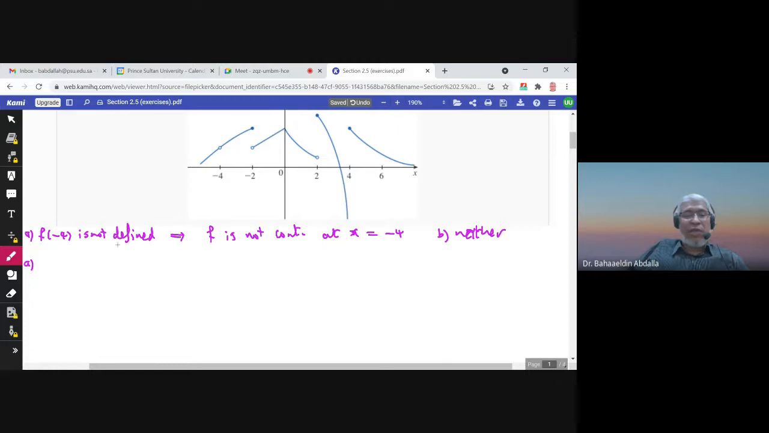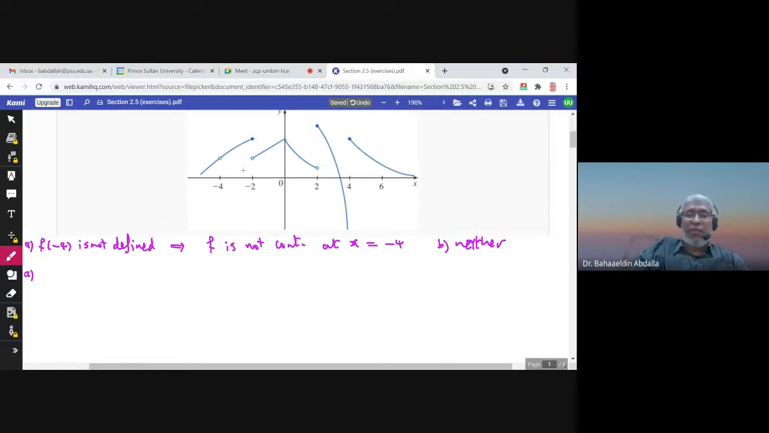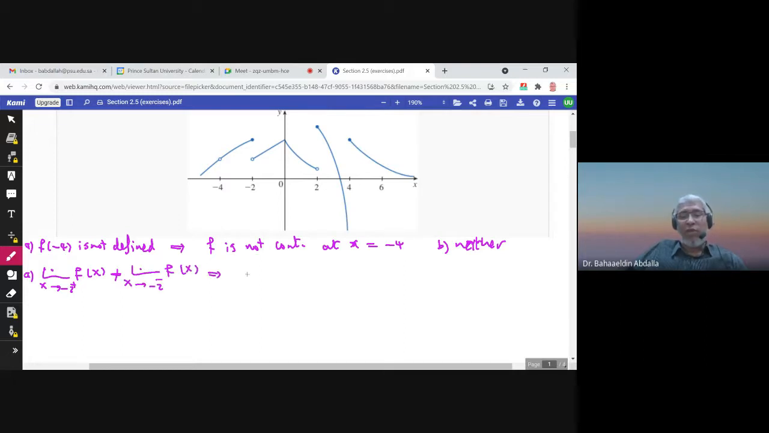At negative 2, what's happening? f of negative 2 is defined, but the limit does not exist. So the limit of f of x when x approaches negative 2 from the right is not equal to the limit of f of x when x approaches negative 2 from the left. So the limit of f of x when x approaches negative 2 does not exist.